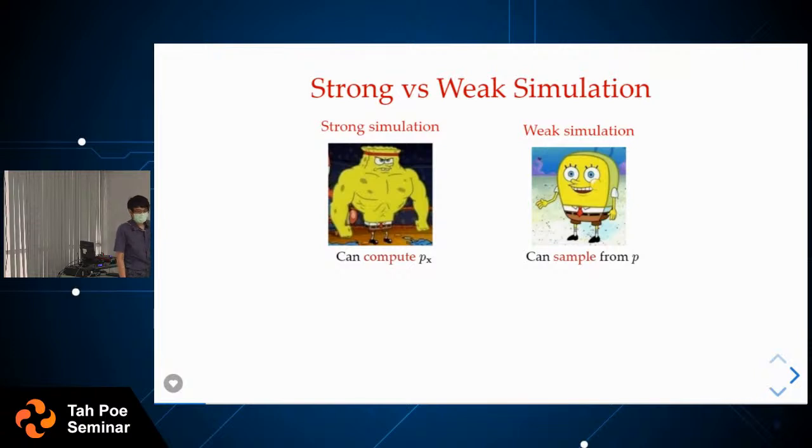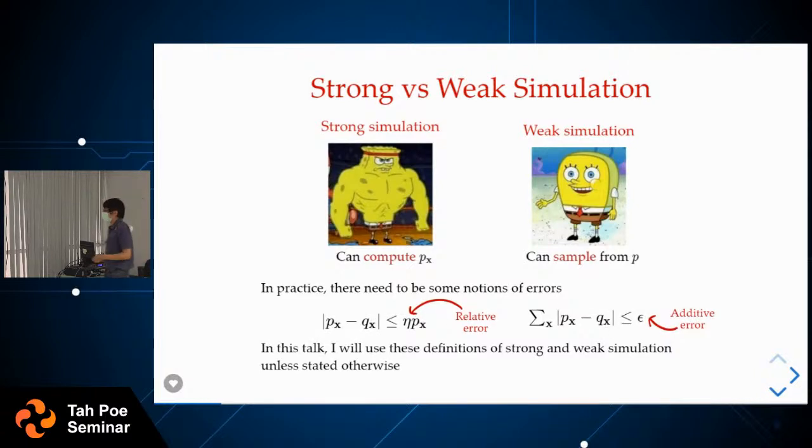And when you want to be precise, there also need to be some notions of errors, or if it's zero error, is it exact strong or weak simulation. For example, let's say that when I say strong simulation, I mean that for the target distribution P, I want to calculate something or produce an estimator Q for, say, each bit string X, such that the error here is bounded by some constant times the probability. This is the so-called relative error model.